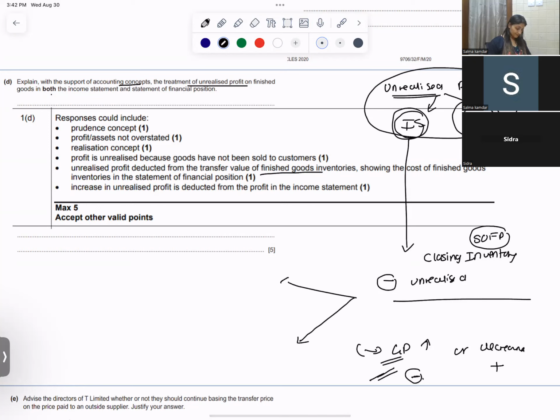You're following the prudence concept because your profits and assets are not overstated, and you're following the realization concept because you're not recording profit until you've earned it, until these goods have been sold to the customers.